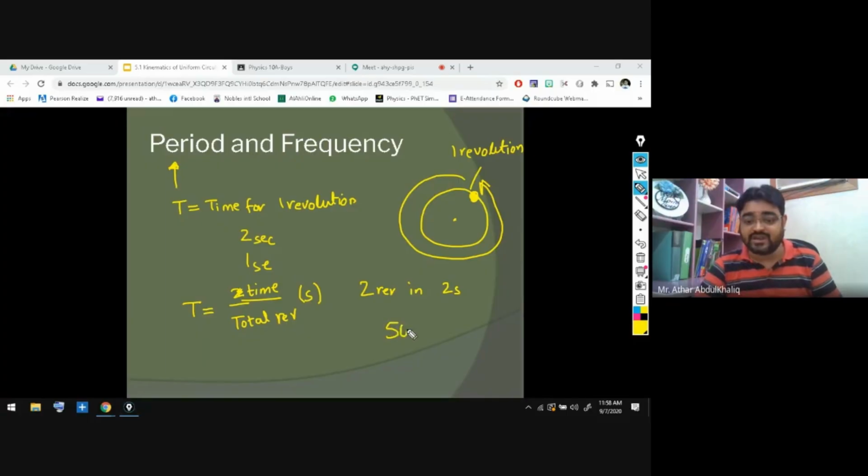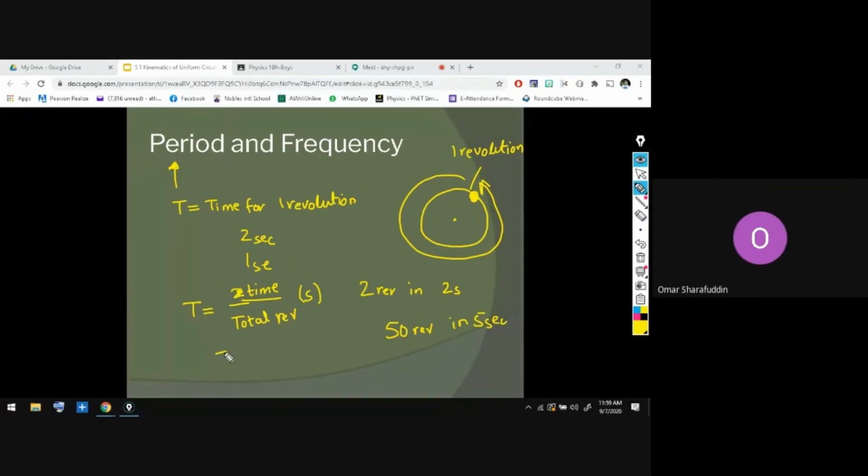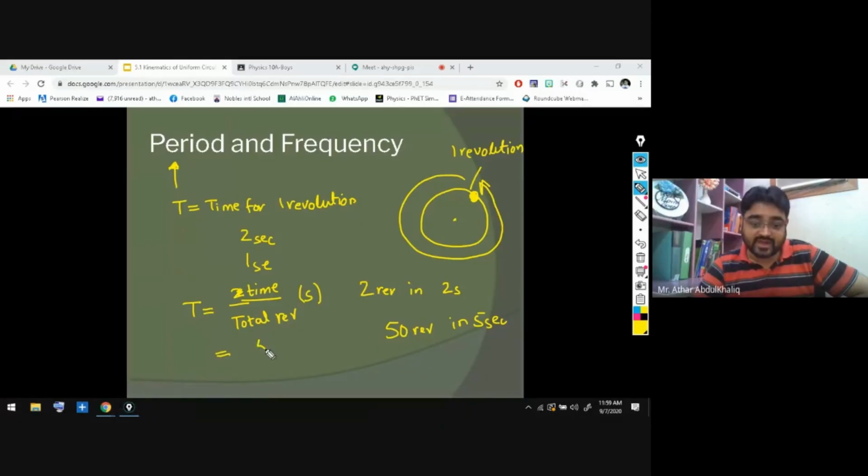Now I am changing my question, making it more difficult. If an object completes 50 revolutions in 5 seconds, what is the period? You will write 5 seconds above and the number of revolutions down. 5 over 50 is 0.1 second.